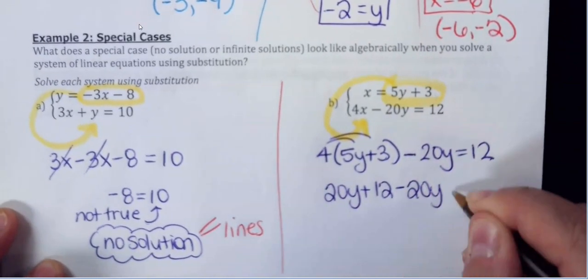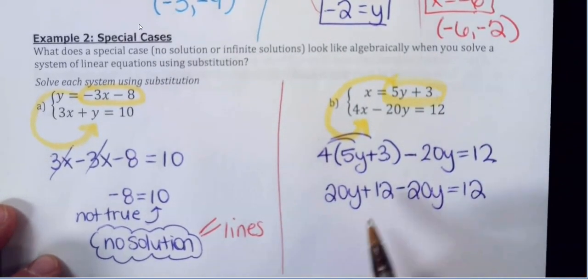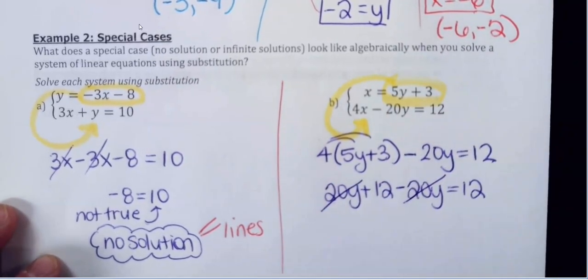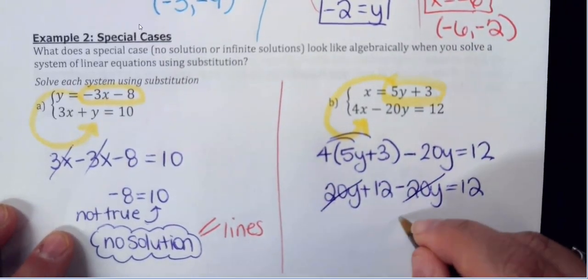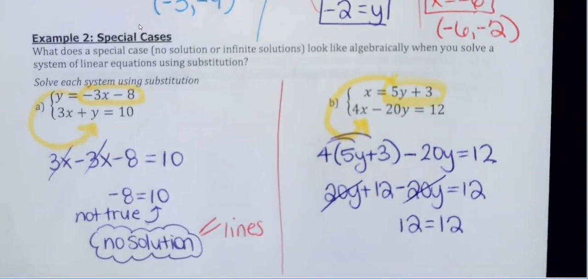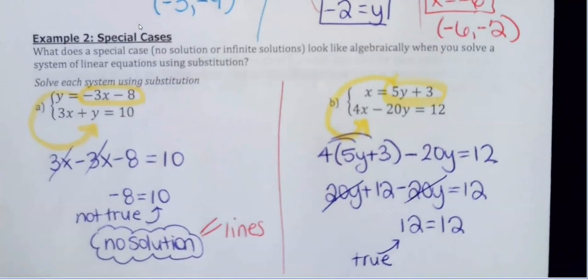minus 20y equals 12. And very similar to the last problem, I got a positive 20y, negative 20y on the same side, and they cancel each other out, so they're gone. Now, on this question, I end up with my variables canceled out, and I have 12 equals 12. So is that true? Yeah, 12 is equal to 12, right? Okay, if this is true, no variables, so I don't have a specific answer. I just have a true statement here. What do you think that means in terms of your answer?